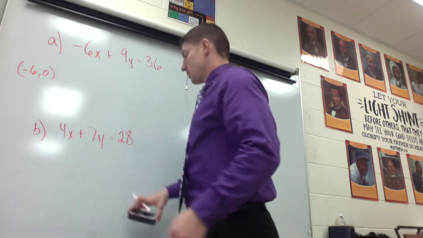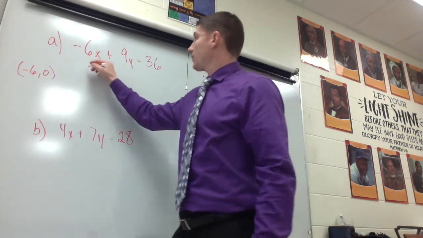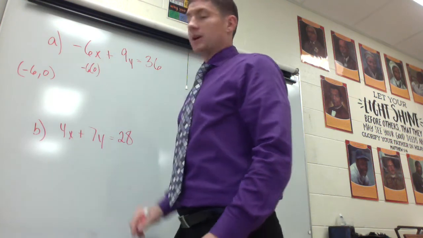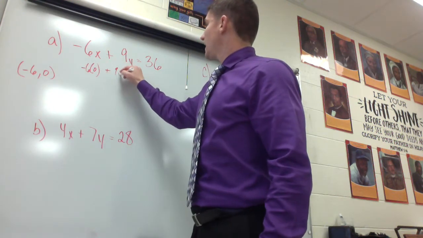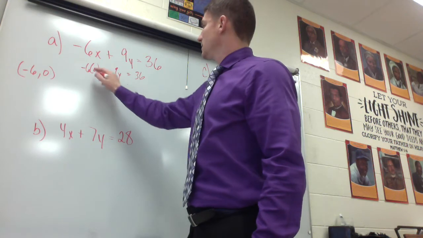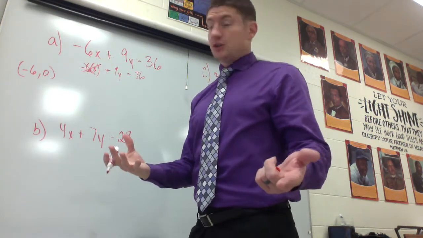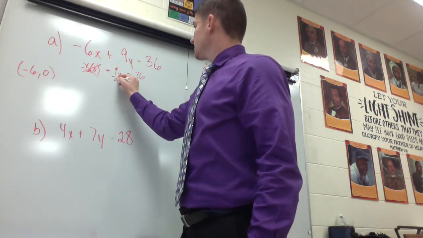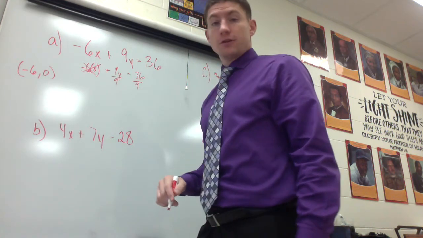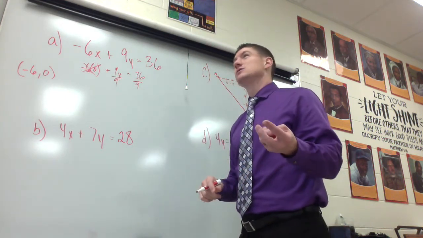Because I know whenever I'm looking for a y-intercept, the x equals 0, I rewrite the equation and I plug in a 0 for x. Plus 9y equals 36. This will be canceled out because anything times 0 is 0. So I get 9y equals 36. Divide by 9. Divide by 9. 36 divided by 9 is 4.